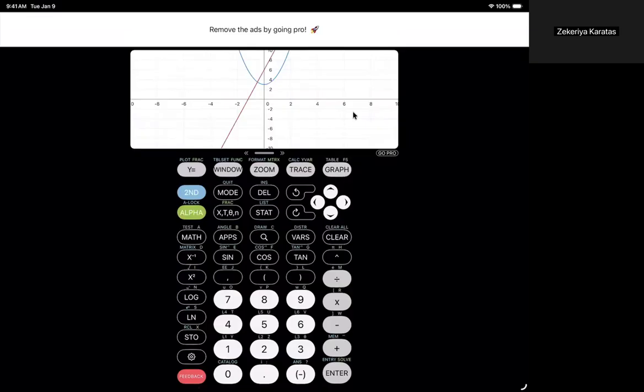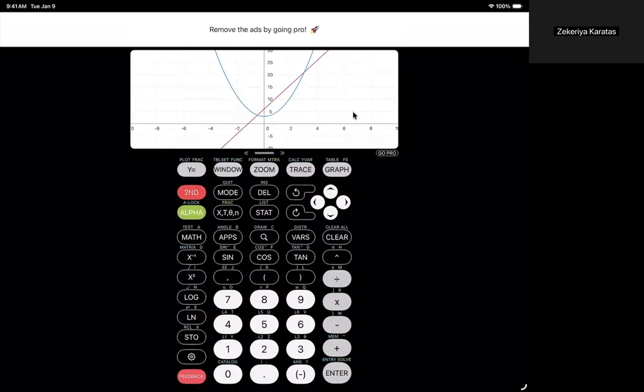So I need to change my window because y needs to be bigger. Let's change y max to maybe like 30, and then graph. Now we can see it. One is a parabola, the other one is a line. How can we find the intersection points?